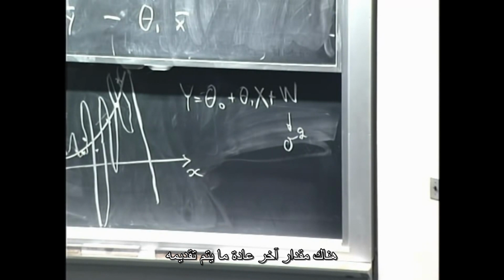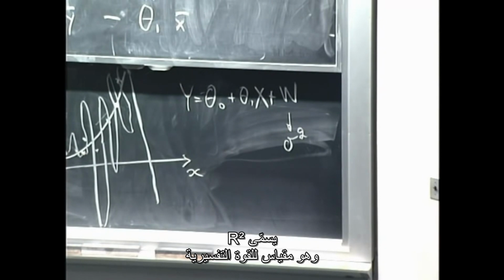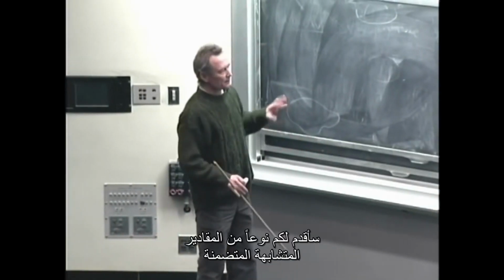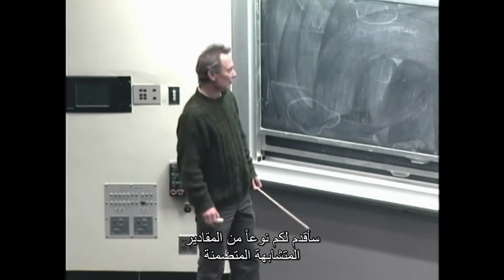There's another quantity that usually gets reported. This is part of the computer output that you get when you use a statistical package, which is called R squared, and it's a measure of the explanatory power of the model that you have built using linear regression. Instead of defining R squared exactly, let me give you an analogous quantity that's involved.